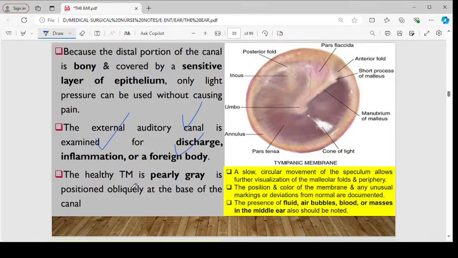The healthy tympanic membrane, as we indicated earlier, is normally pale gray and is positioned obliquely at the base of the canal, with landmarks such as the umbo, the manubrium of the malleus, the short process of the malleus, the anterior fold, the pars flaccida, which makes up about 20%, and the pars tensa, which makes up 80%. We also have a cone of light at 5 o'clock. Then we have the annulus, the incus, and the posterior fold.